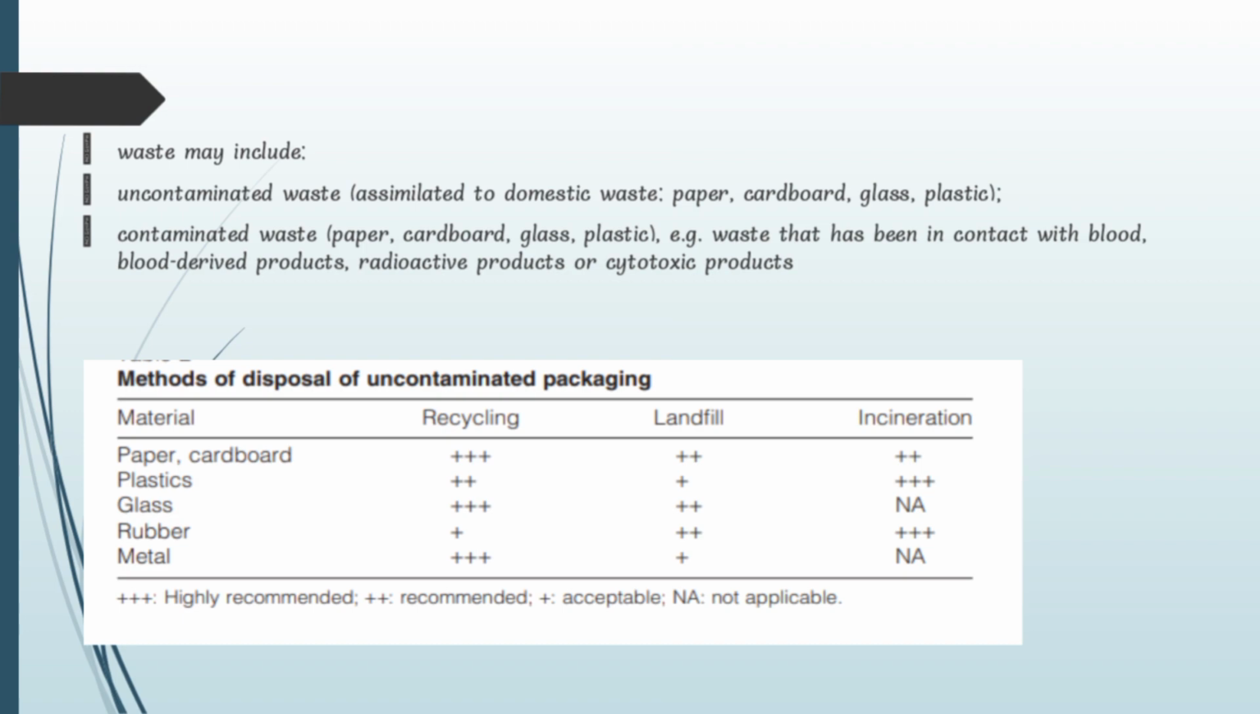For papers, glass and rubbers, recycling shows that if 3+ signs are given, it says highly recommended, 2 for recommended, 1 is for acceptable and NA is for not applicable. So plastics are recommended for recycling, acceptable for landfill, and highly recommended for incineration. In the same way, a recommendation for disposal has been given for glass, rubber and metal.